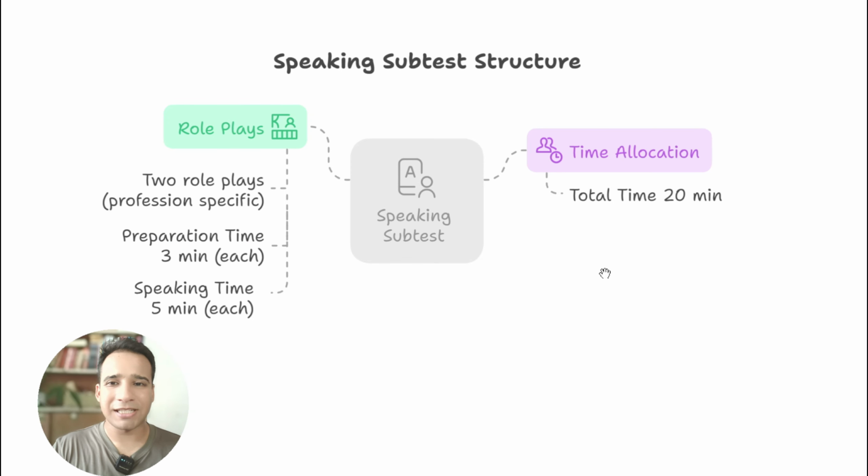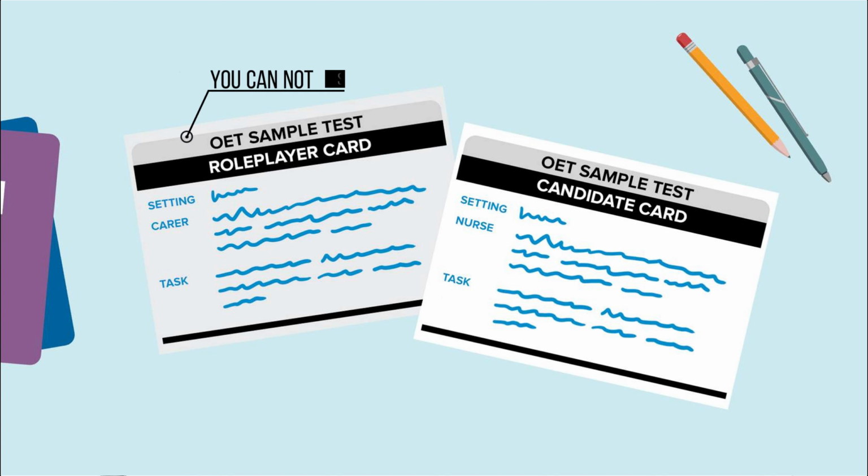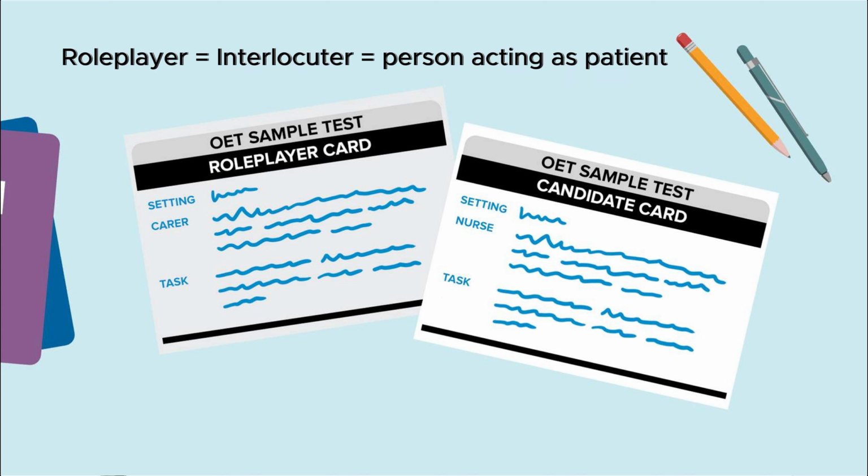In the speaking subtest, you will have total time of almost 20 minutes, and there will be 2 role plays. The role plays are profession specific, means doctors and nurses have different role plays. The preparation time for each role play is 3 minutes, and the speaking time for you when you can speak is 5 minutes. So altogether 20 minutes, 3 minutes for each role play to prepare, and 5 minutes for you to speak. During the test, there will be 2 cards, candidate card and role play card. You get to see the candidate card. Interlocutor or the role player will see the role player card.